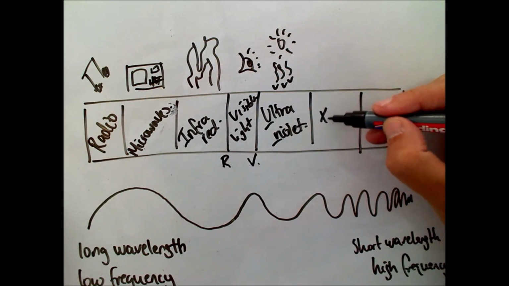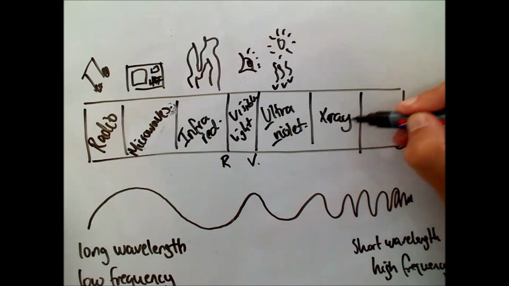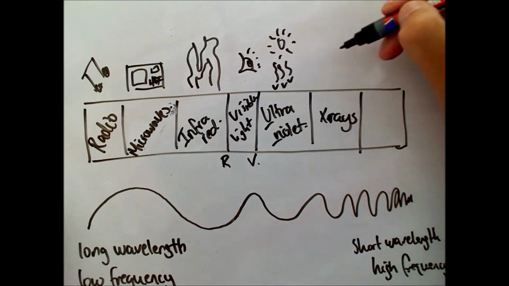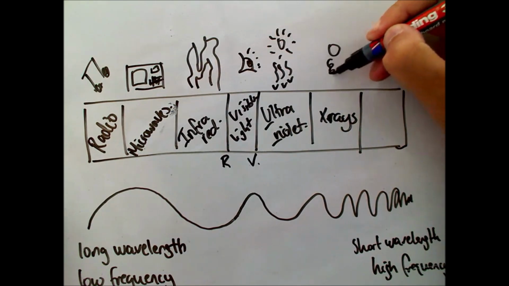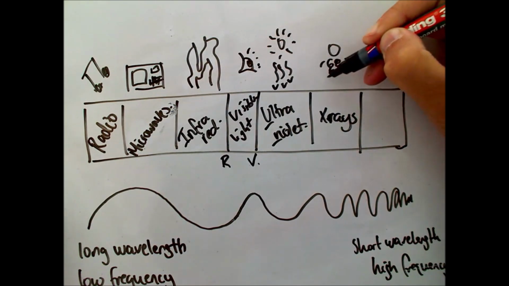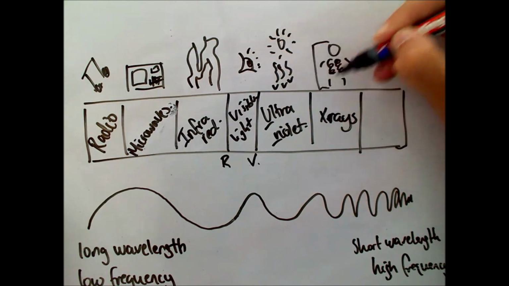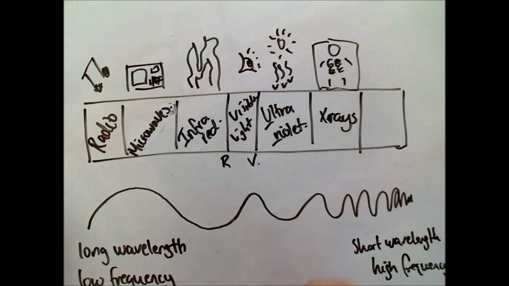Then we have X-rays. It's what we use to take images in hospital. That's clearly a skeleton in an X-ray. And finally, gamma rays.